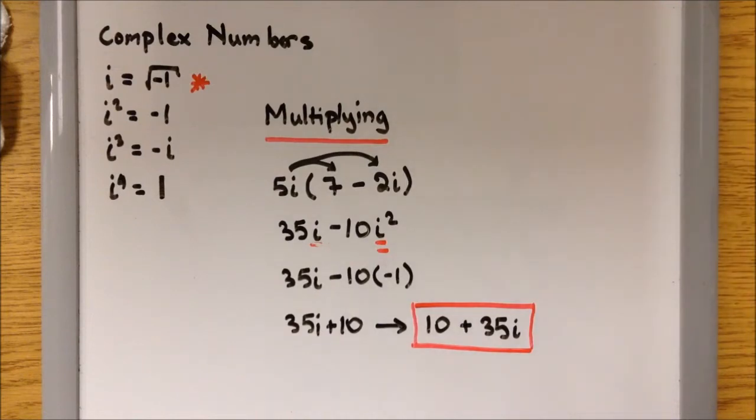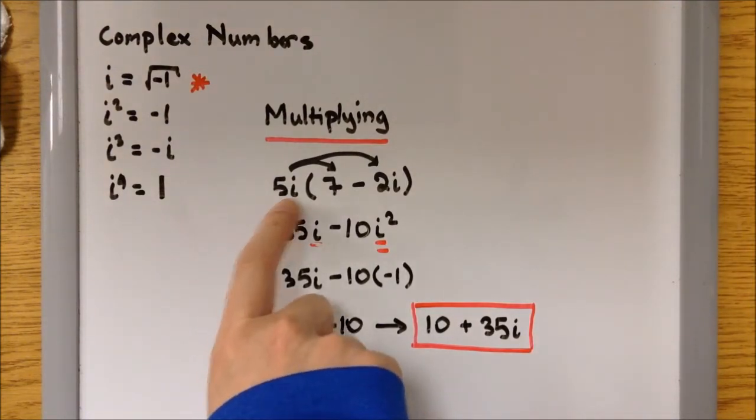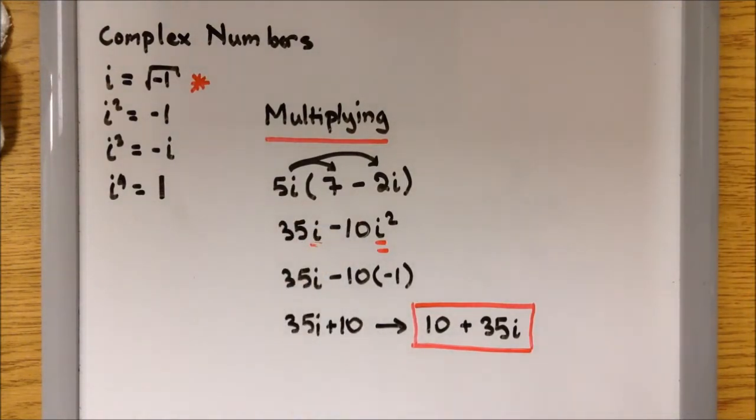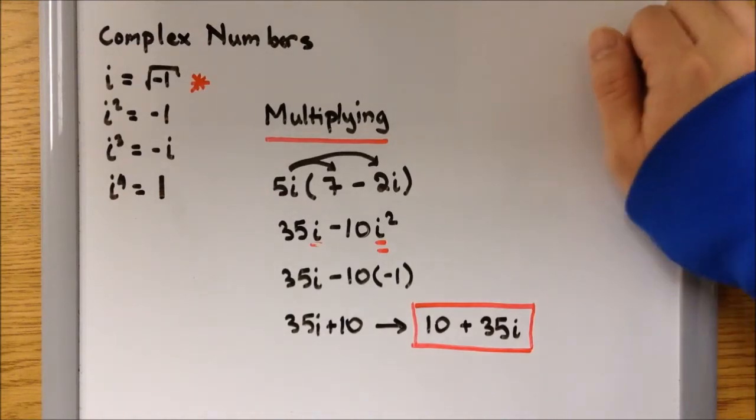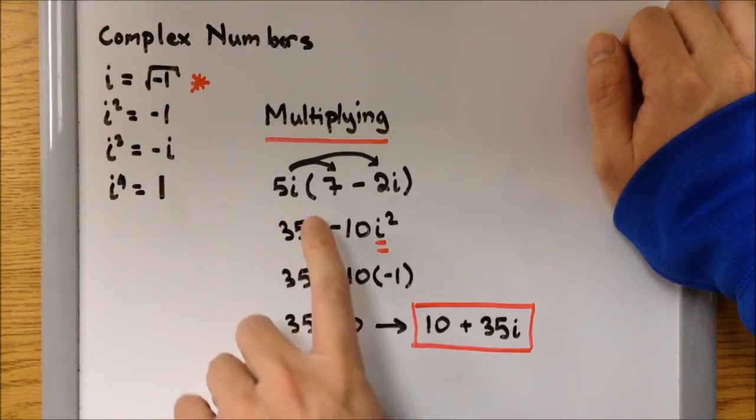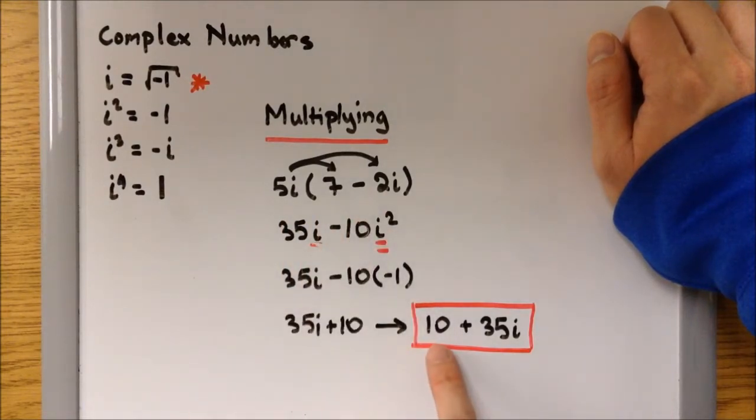So that's how you would work if you have a complex number just in front of the parenthesis. Now there's still more multiplying. Here it was just simply distributing. Let's talk about when we are foiling. So again, 5i times 7 minus 2i is just 10 plus 35i.